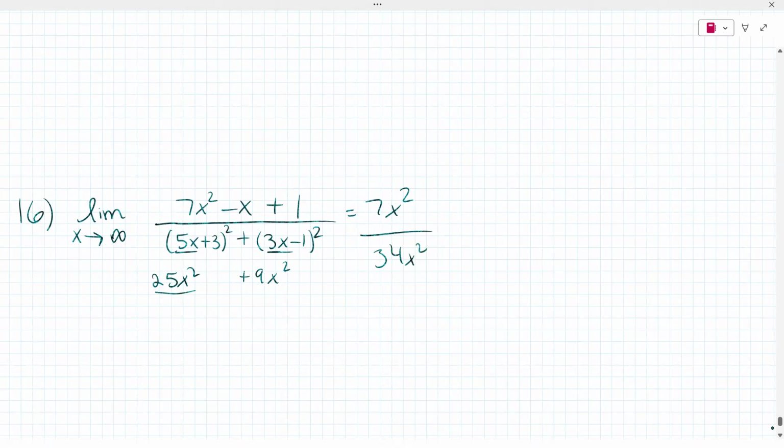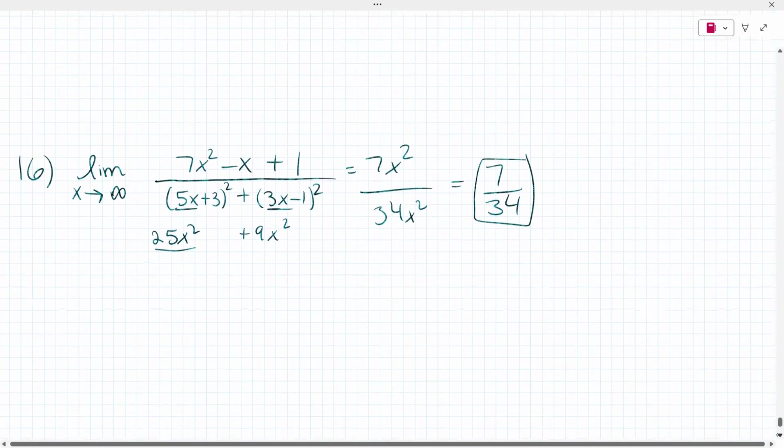So what can you say about the powers? They are both to the power 2, and it's just a coefficient, so it's 7 over 34. So yeah, your limit is going to be 7 over 34. Let's do one more and then we'll call it a day.